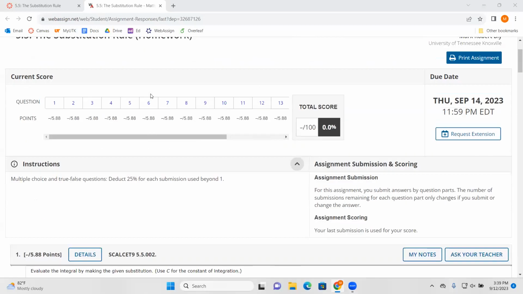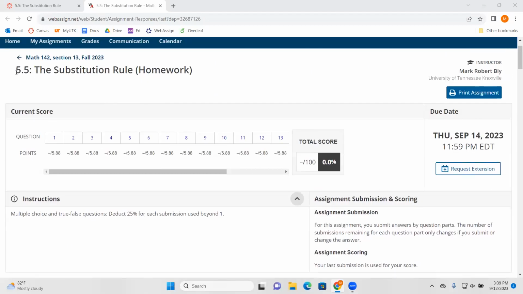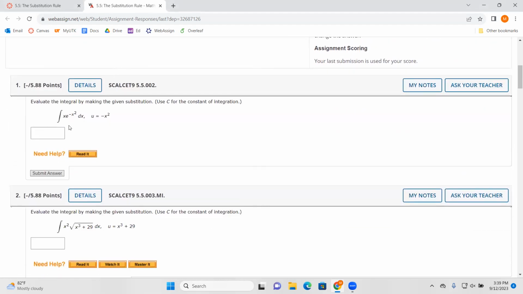All right, let's take a look at the section 5.5 homework on the substitution rule. Right, so this first exercise, we're just doing an indefinite integral, so no bounds here. We're just trying to find our capital F function. Since the original function is given in terms of x, we're going to state our capital F function in terms of x as well. And in fact, they actually give us the appropriate substitution.